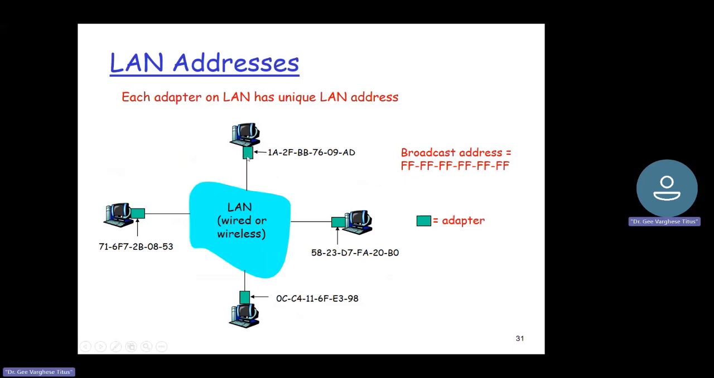So the green shade shows the adapter. And it is via the adapter that you're connecting to wired or wireless networks. So this is the basic LAN structure and how devices are connected to a particular network, whether it is wired or wireless.